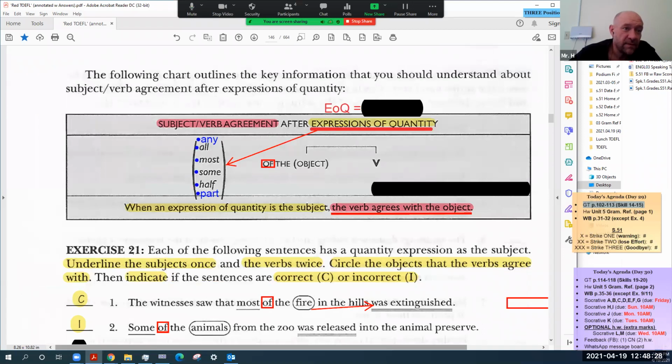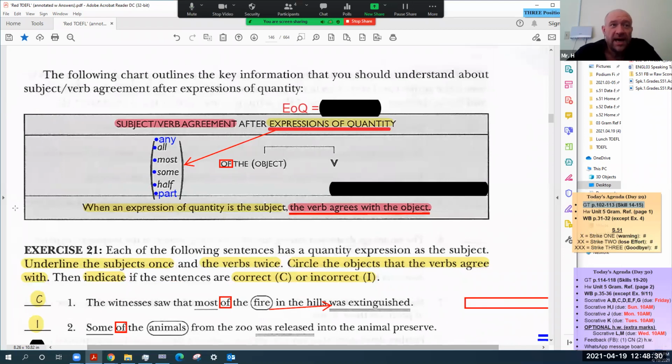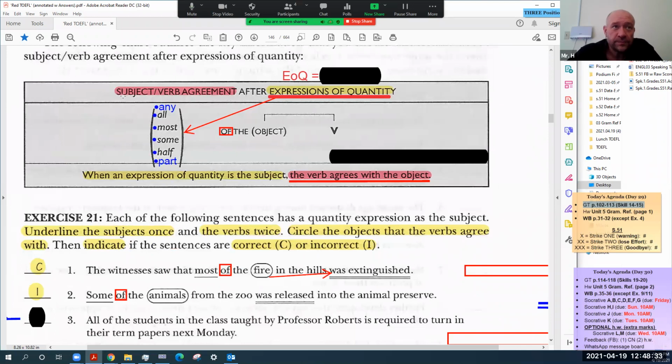Okay, Khalid, you want to read it? Subject verb agreement after expressions of quantity. And I wrote up here, EOQ means expression of quantity. Sometimes when you study grammar, you can see the word quantifier. It's the same meaning, quantifier or expression of quantity.